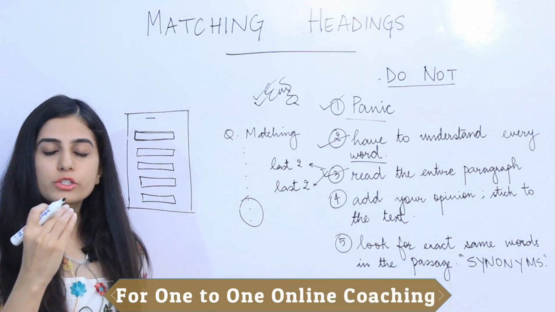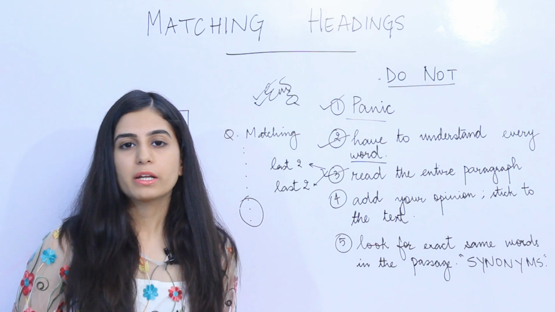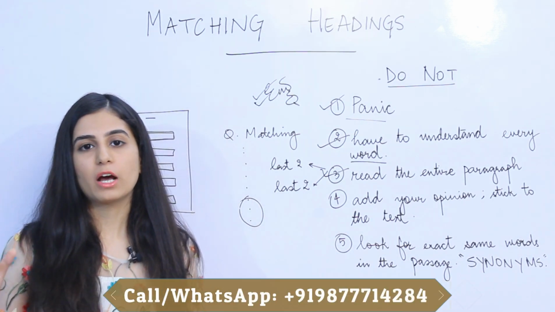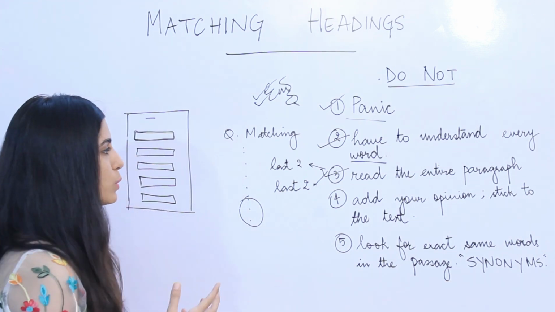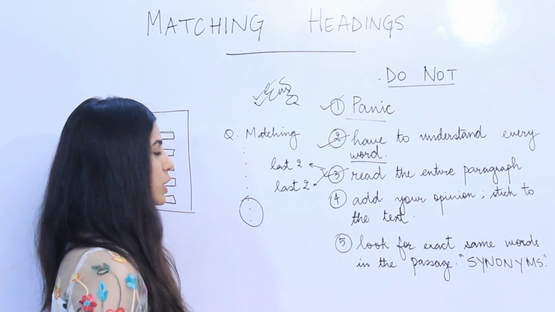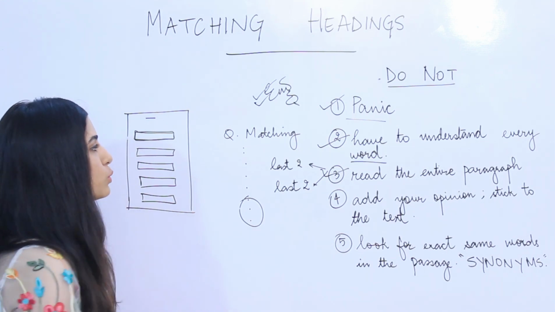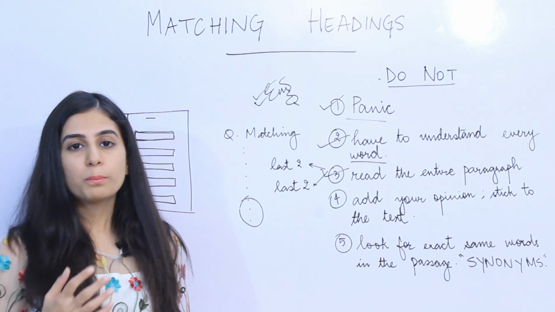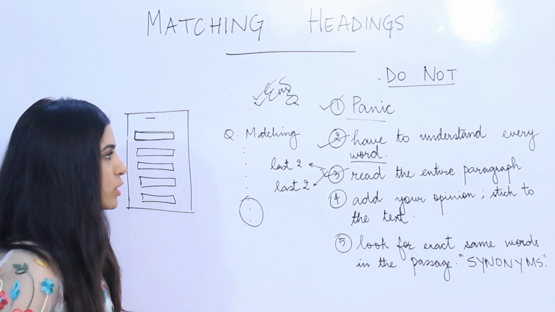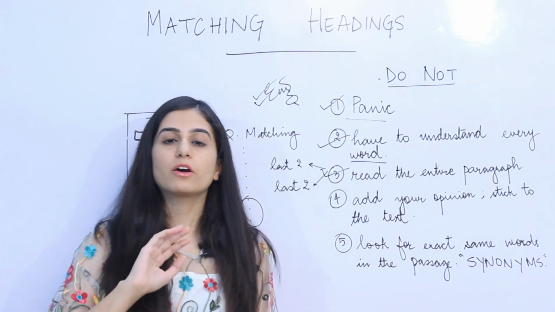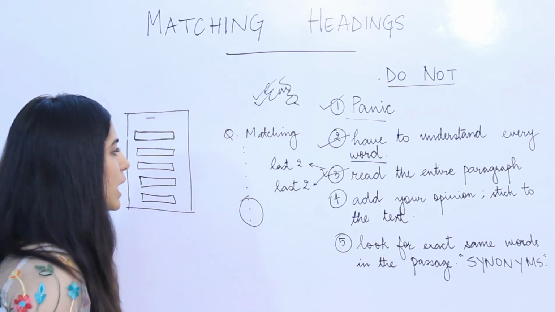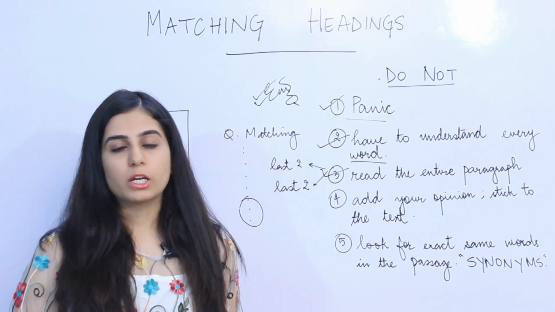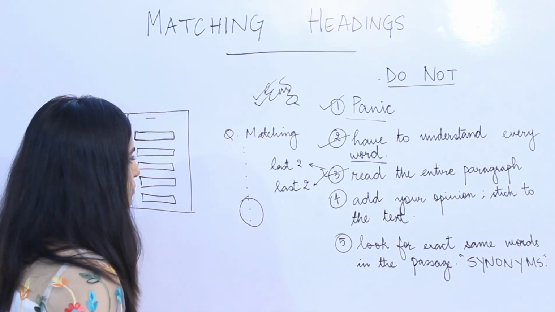When you read the first two and the last two lines of your paragraph, you would get an idea of what the particular paragraph is trying to convey. So when you understand what the paragraph is trying to convey, you will easily be able to understand the title, or you will be able to match the headings properly. So you don't have to read the entire paragraph, you can just read the first two and last two sentences to get an idea of what that particular paragraph means.